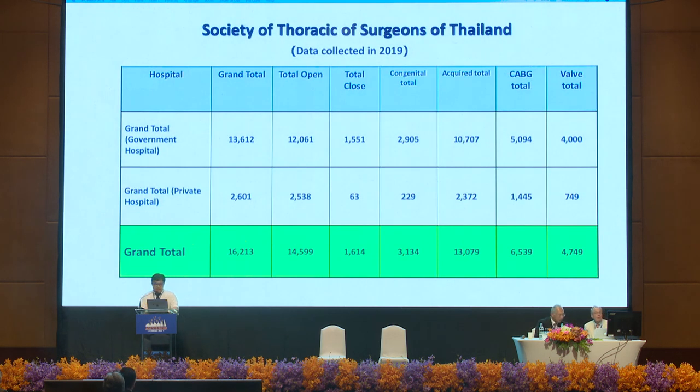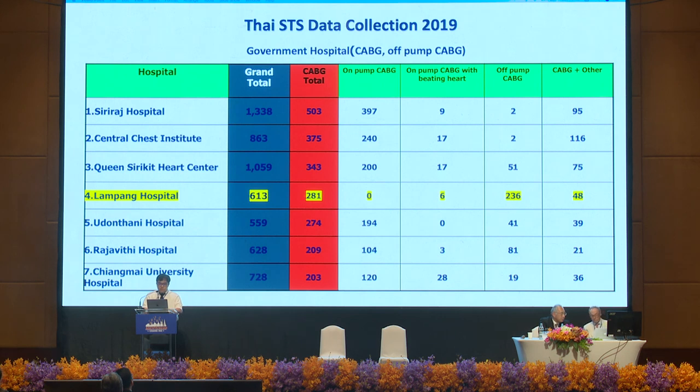What about in Thailand? This is the data collected last year, 2019. Actually, we did open-heart surgery in about 16,000 cases last year, and we did CABG in total about 6,000 cases. This is a government hospital. I come from Lampang Hospital. It's number 4 in off-pump. Last year, we did 236 cases. On-pump beating was around 6, and we didn't do on-pump arrested CABG last year.